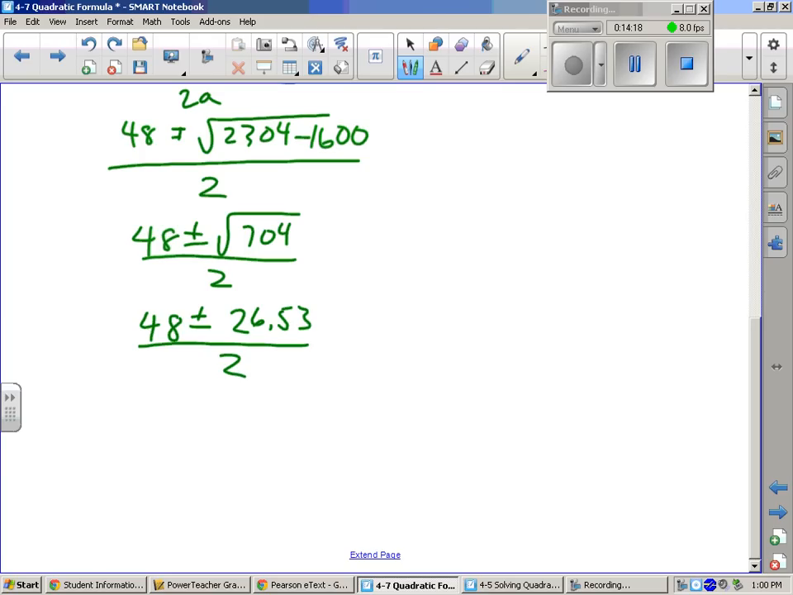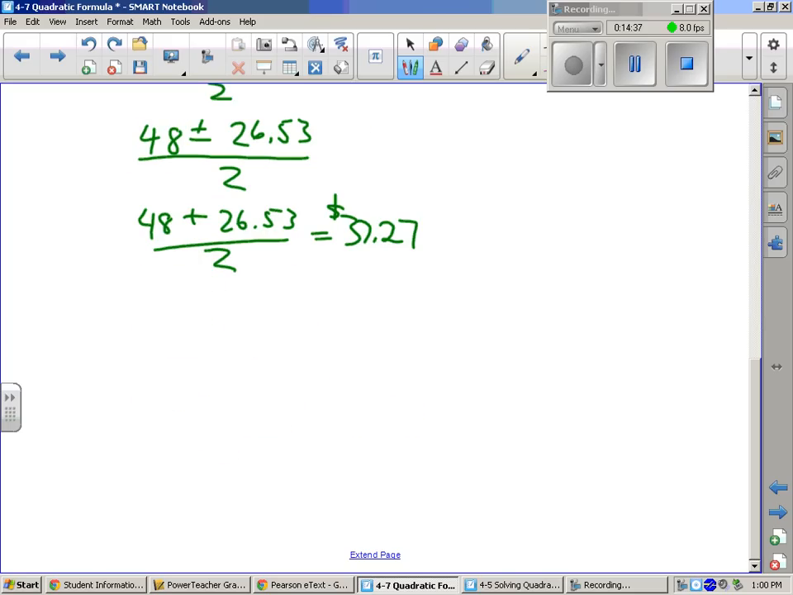And now I have to do my 2 separate equations here. So 48 plus 26.53 divided by 2. If you work all that out, you get 37.27. Then we have to do our subtraction. So 48 minus 26.53 divided by 2. Work that out on your calculator, you get $10.74.